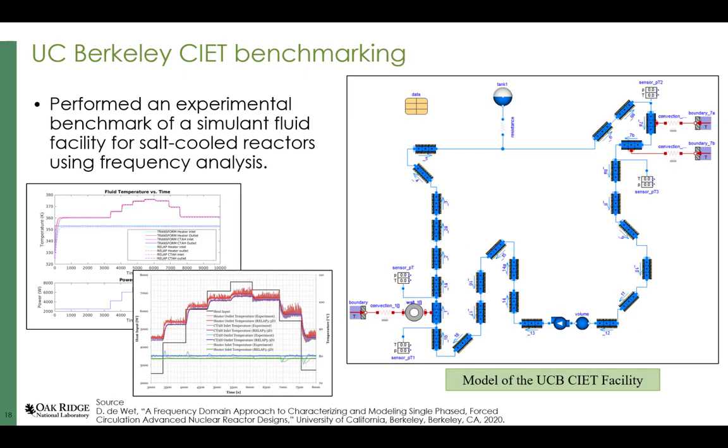The University of California, Berkeley has a facility called SEAT, which is used to perform experiments related to advanced fluoride-cooled reactors. A model of the facility was made in Transform, and results were benchmarked against experiments.